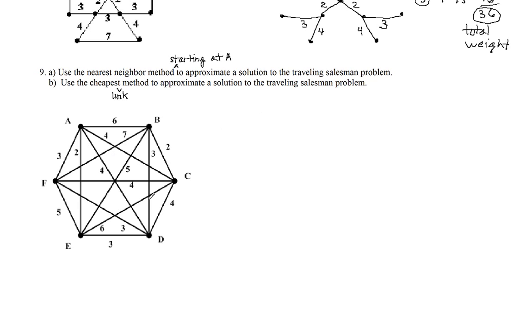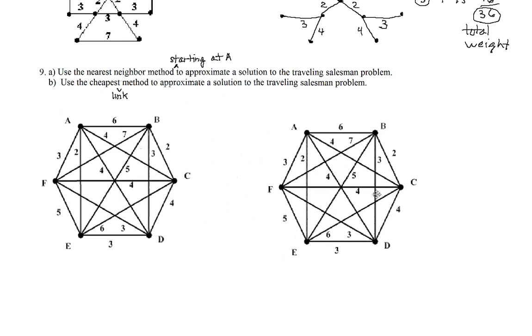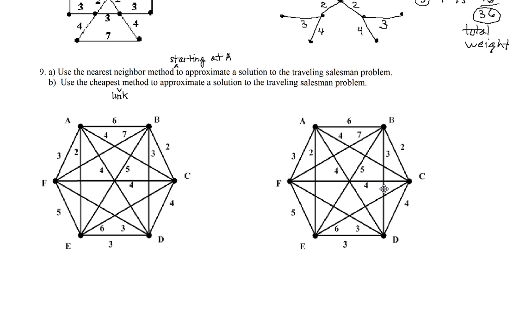So instead of doing brute force on this thing, we're going to do nearest neighbor, and then we're going to do cheapest link. So I'm going to make a copy of this diagram here so I can do my solutions on two different diagrams.